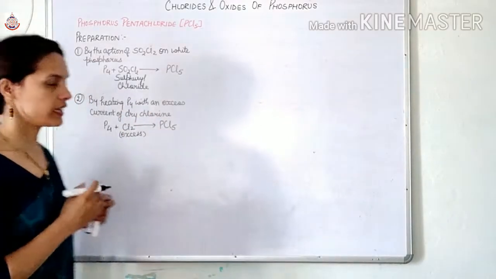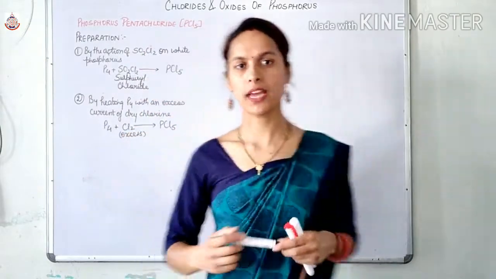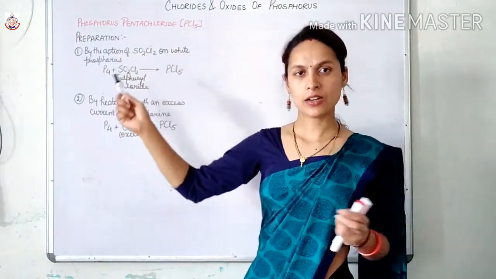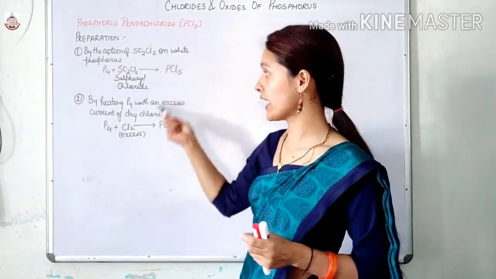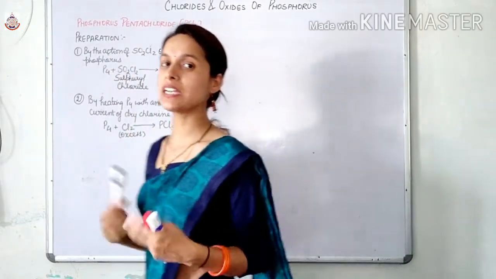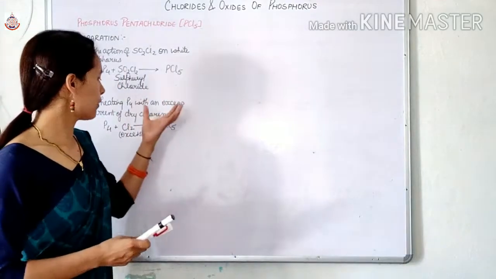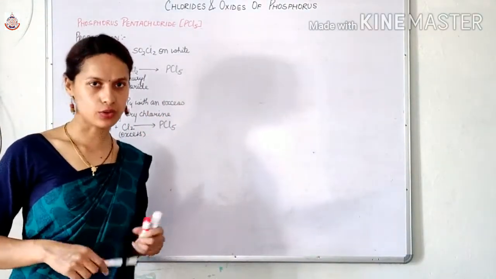So there are two methods through which we can prepare phosphorus pentachloride: first, by the action of sulfuryl chloride on white phosphorus, and second, by heating white phosphorus with an excess current of dry chlorine.